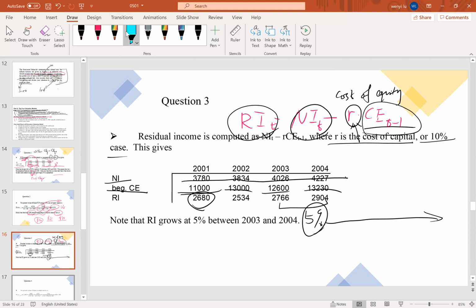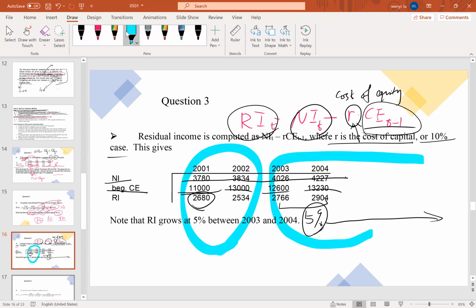The first stage is for these two residual incomes, and we assume all the other future cash flows will grow with 5%. All the residual income in the future years after 2003 will grow with 5%. So let's see how to do the valuation.